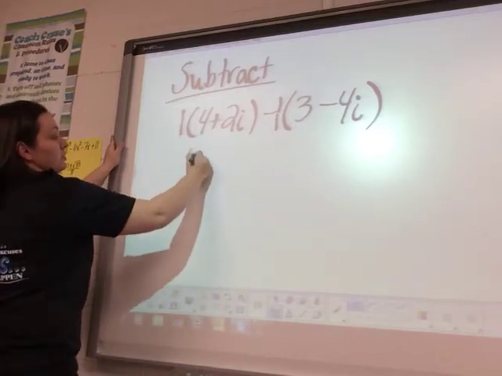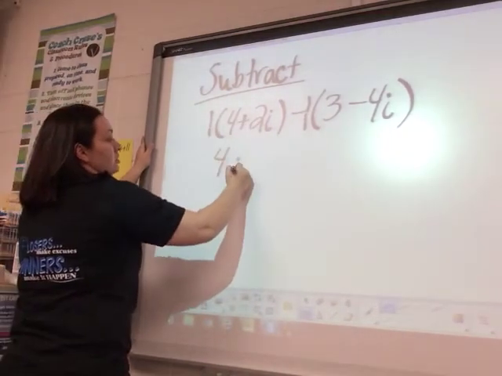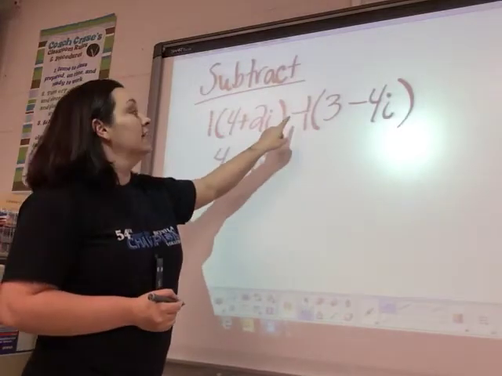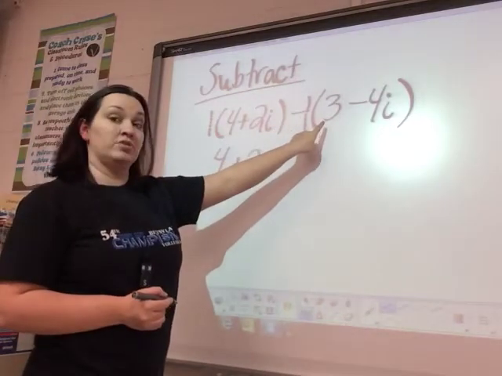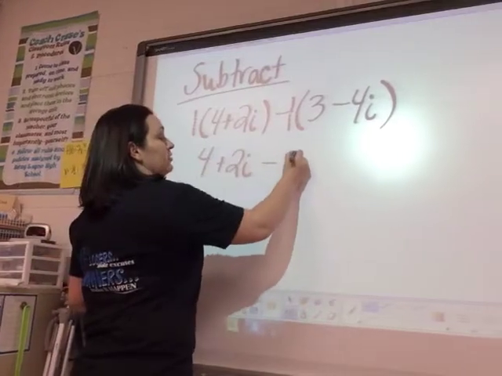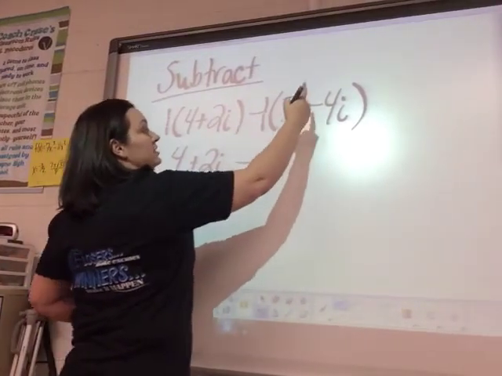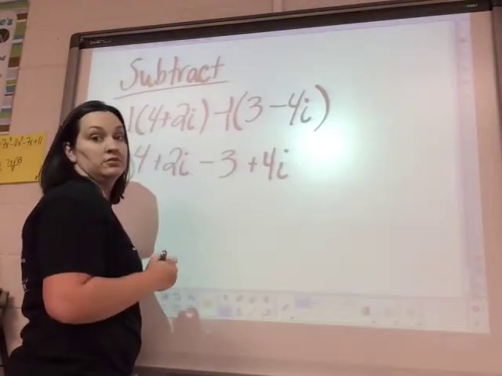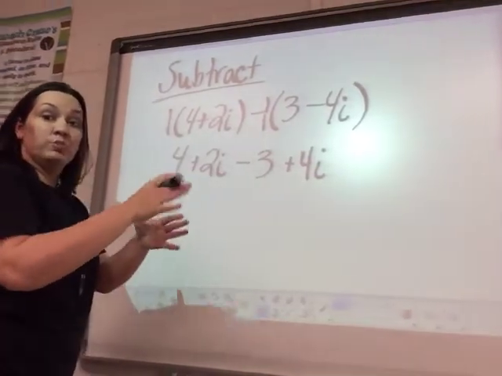That's going to have an impact on that right side. 1 times 4 gives me 4. 1 times 2i is still a positive 2i, but over here things are going to change a little bit. Negative 1 times 3 is a negative 3. Negative 1 times negative 4i makes that a positive 4i now. So very important to watch that distribution.